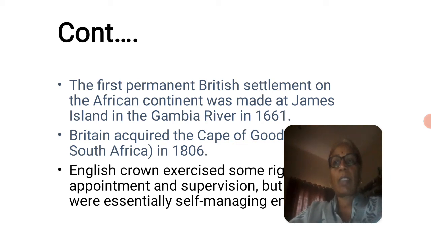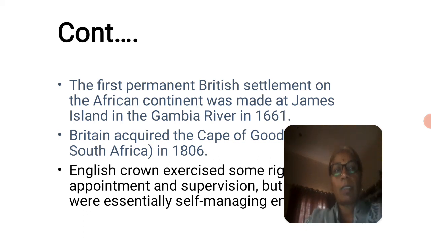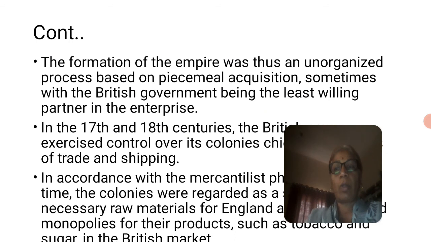English Crown exercised some rights of appointment and supervision, but the colonies were essentially self-managing enterprises. The formation of the empire was thus an unorganized process based on piecemeal acquisition, sometimes with the British government being the least willing partner in the enterprise. But gradually, in the 17th and 18th centuries, the British Crown exercised control over its colonies, chiefly in the areas of trade and shipping.